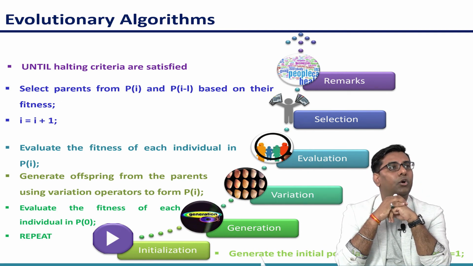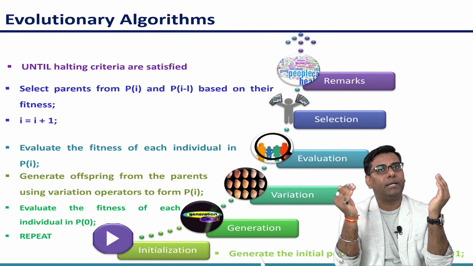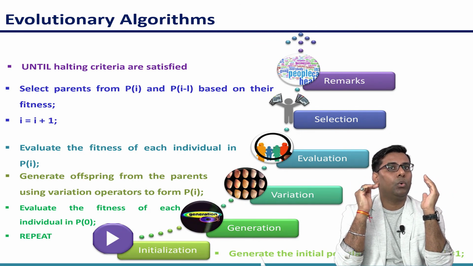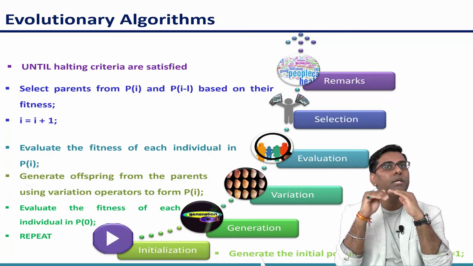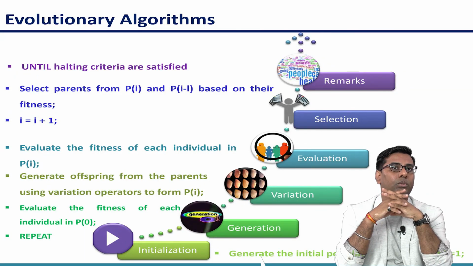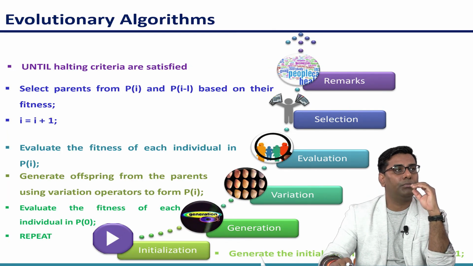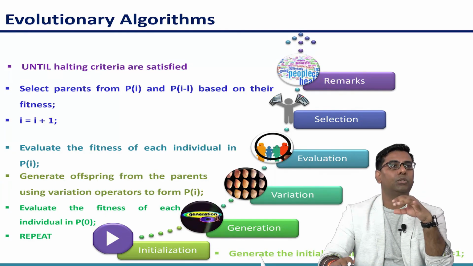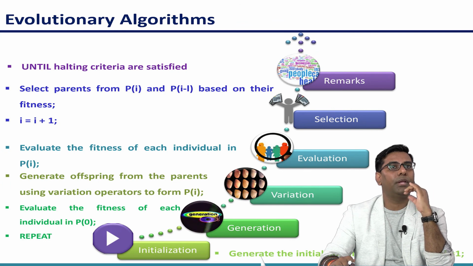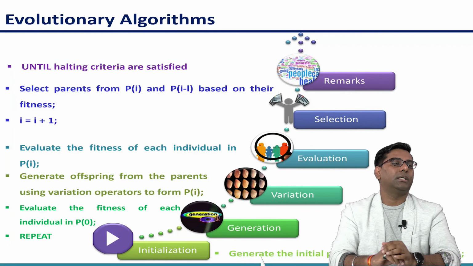Then selection: they select the parents from Pi and Pi minus 1 based on their fitness. So i is equal to i minus 1. Finally, the last remark is to repeat until the halting criteria are satisfied.